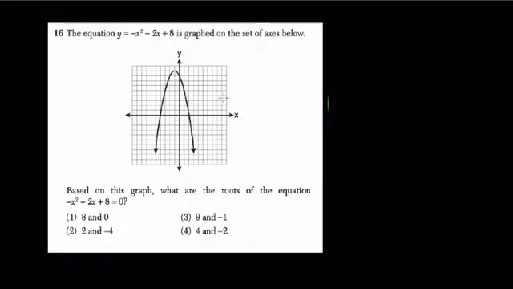Here they want to know what are the roots of this parabola, and the roots are the points at which your parabola crosses the x-axis. So this point is 2, 0, and this point is -1, 0. So that's your roots. Your roots are when the parabola crosses 0. They might list them as points, or as they did here, they might list them as just values.